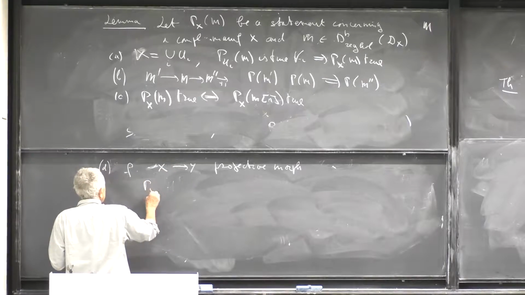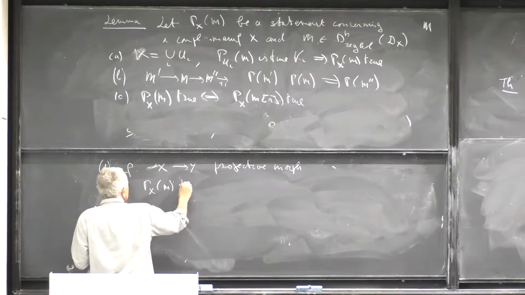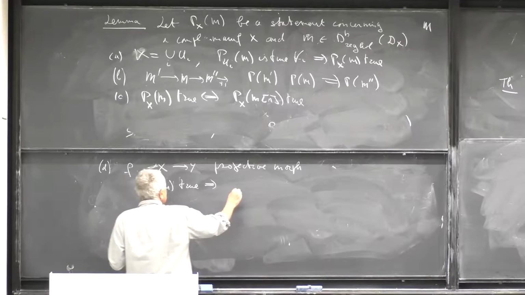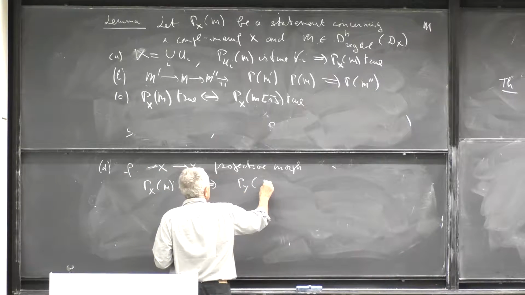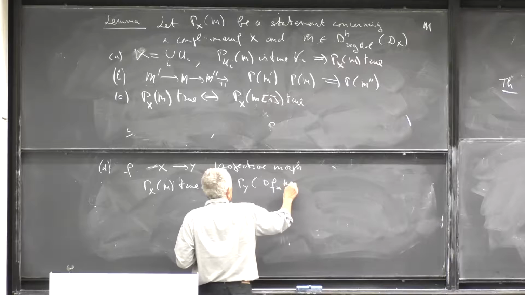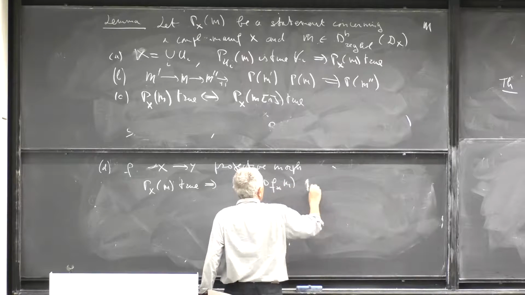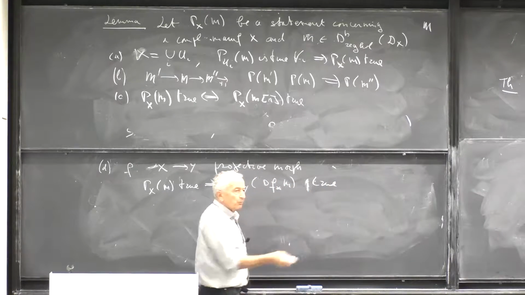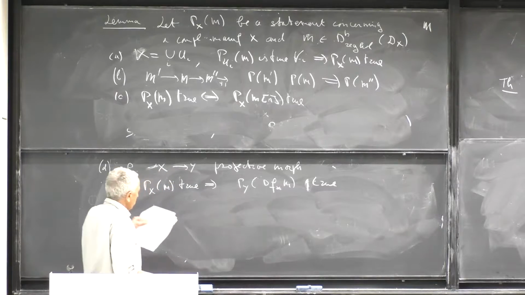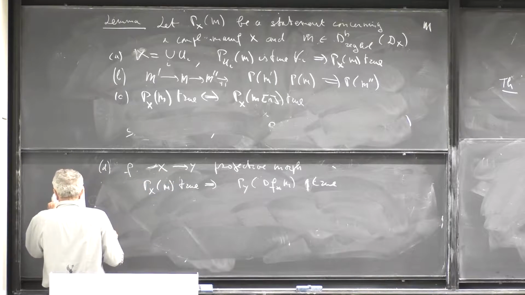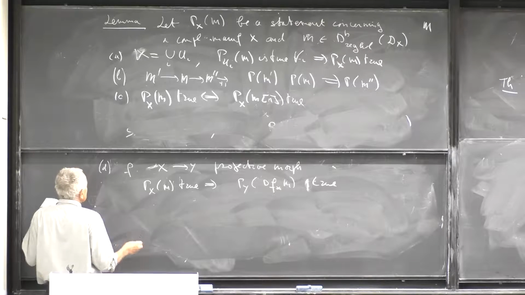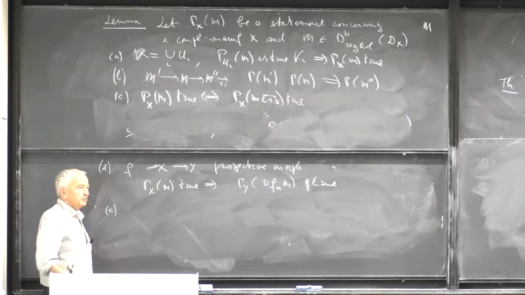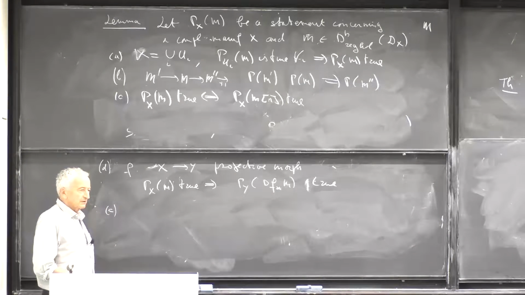Then if Pxm is true, this implies that Py of the direct image of M is true. If it's projective, it's proper, of course, so there is no proper assumption. And of course, we have to check on some examples. That's the last.